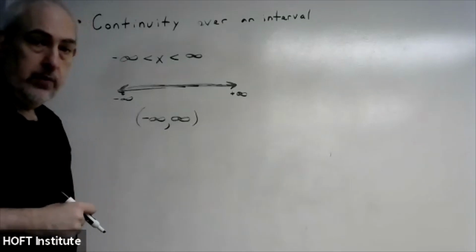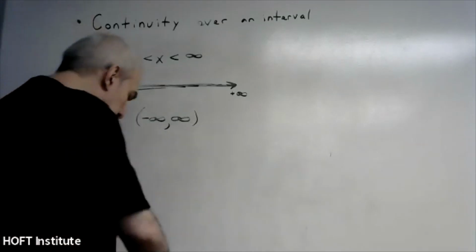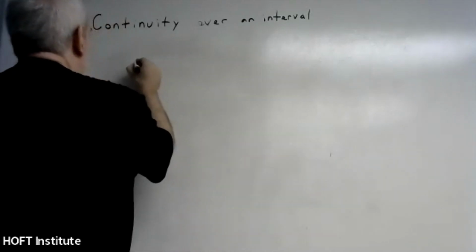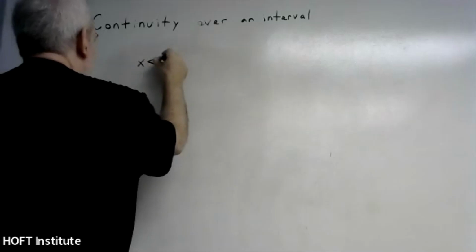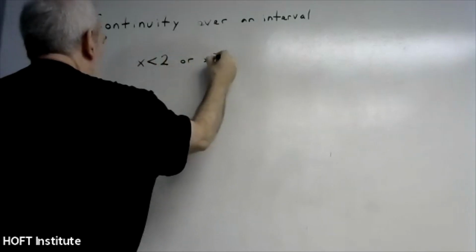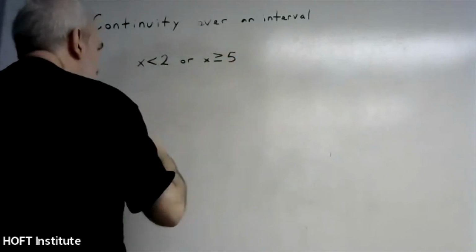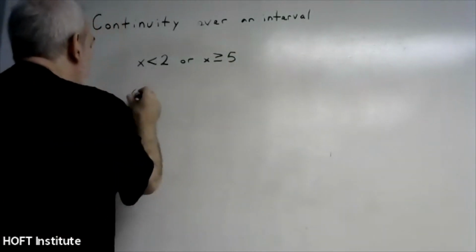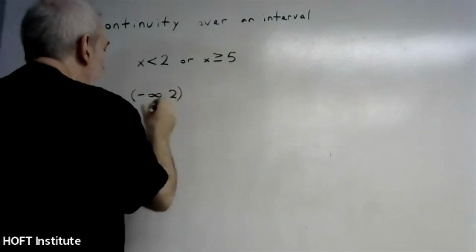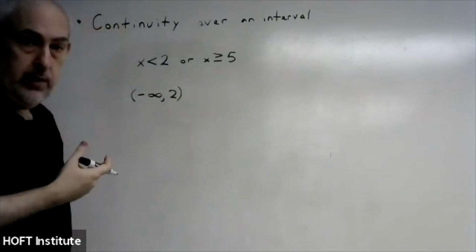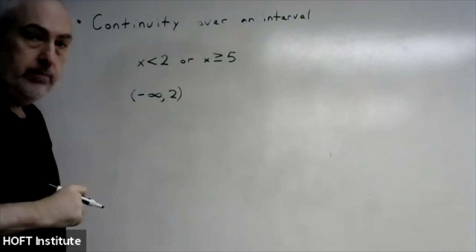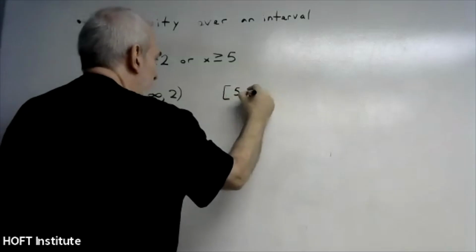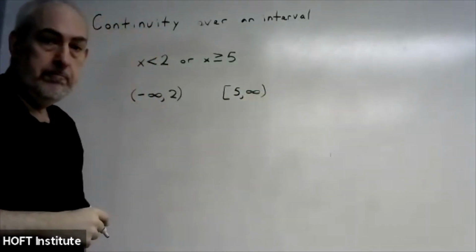One last thing on interval notation. What if your solution set consists of two different parts, like x is less than 2 or x is greater than or equal to 5? How do you describe that in interval notation? Well, x is less than 2 would be negative infinity, comma 2. And I didn't want to include the number 2, so I put a parentheses after the 2. X is greater than or equal to 5 would be square bracket, 5 comma infinity, close parentheses.